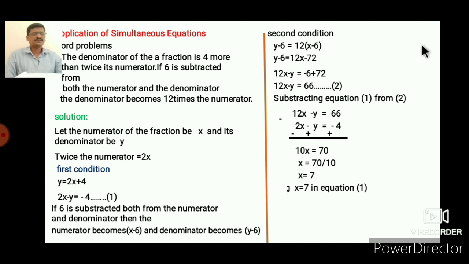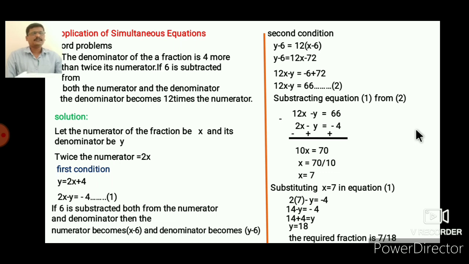Substituting x is equal to 7 in equation first, we get 2 into 7 minus y is equal to minus 4. 2 into 7, 14 minus y is equal to minus 4. Transfer this minus y to the right hand side and this minus 4 to the left hand side. This minus y becomes plus y and this minus 4 becomes plus 4. Therefore, y is equal to 14 plus 4. Therefore, y is equal to 18. Therefore, the required fraction is 7 upon 18.